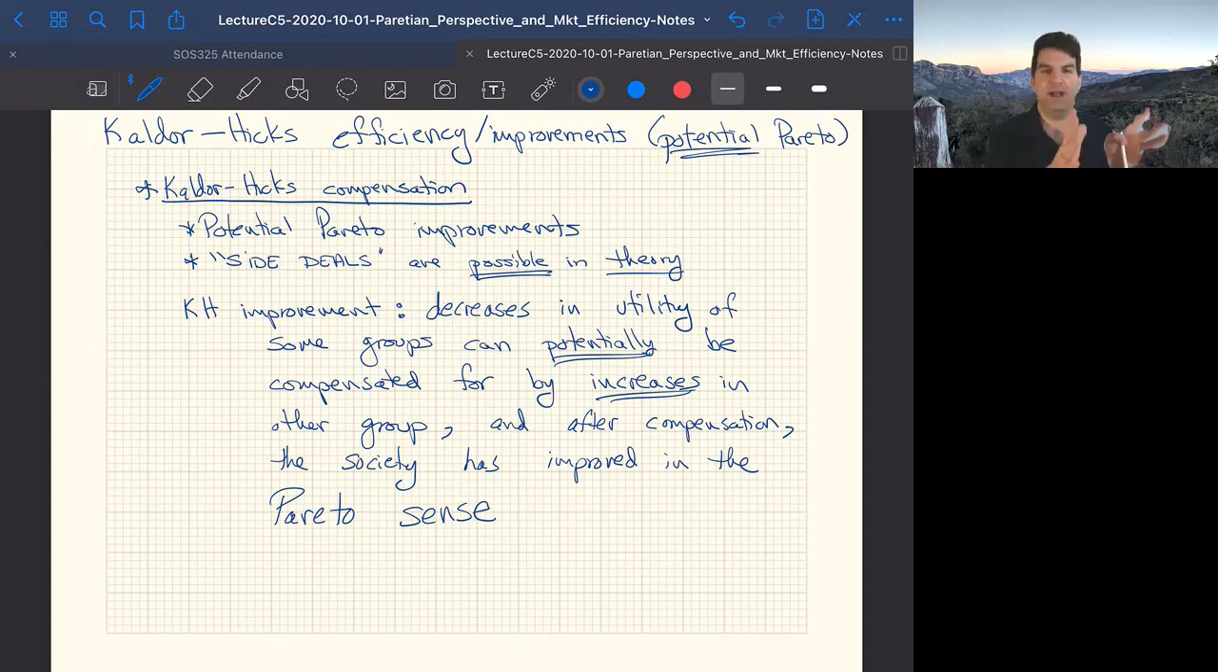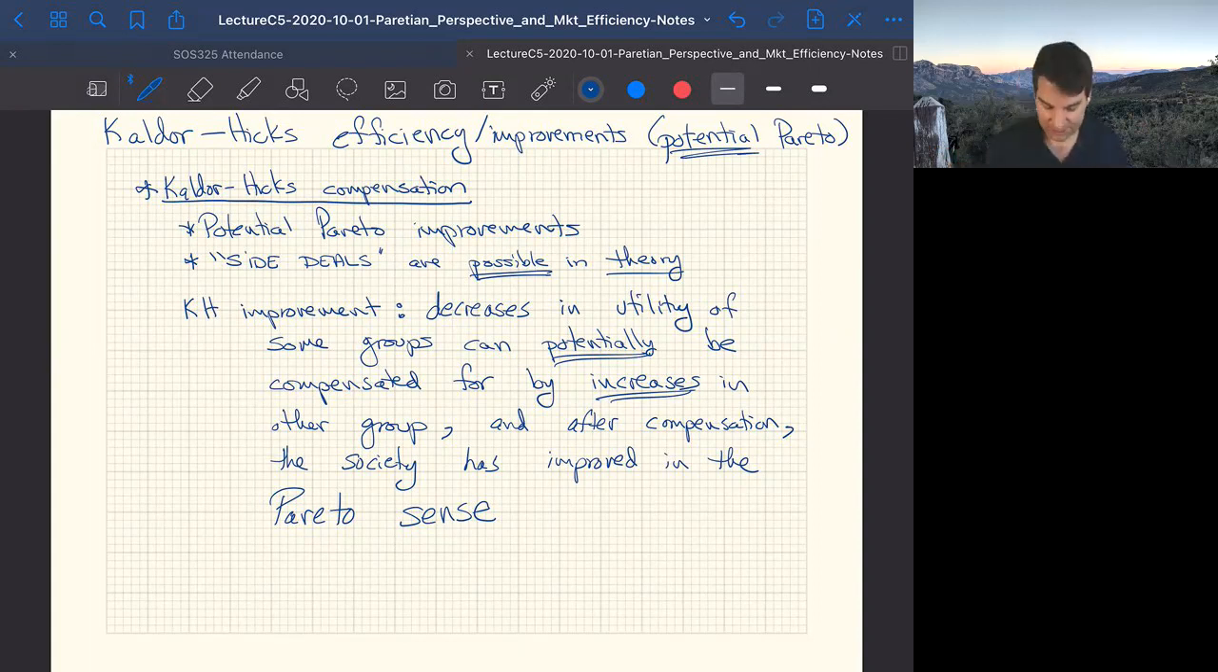If there are that amount of gains in the group that does better, enough to compensate the group that does worse, then the Kaldor-Hicks model suggests that we have actually made an improvement in the sense of Pareto. Now, you don't actually have to make that compensation. You can.